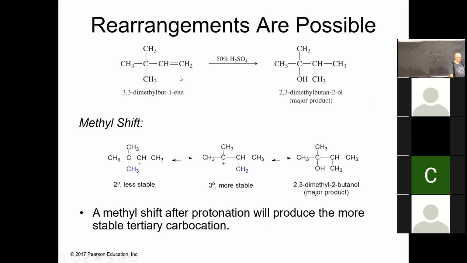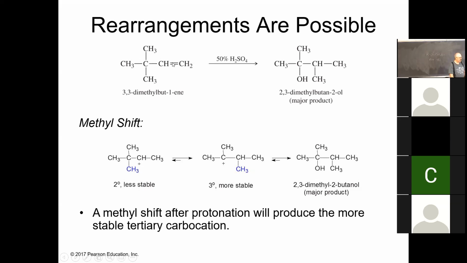3,3-dimethylbutene and 50% sulfuric acid. This is actually the major product, not the one with the alcohol on position number 2 here.